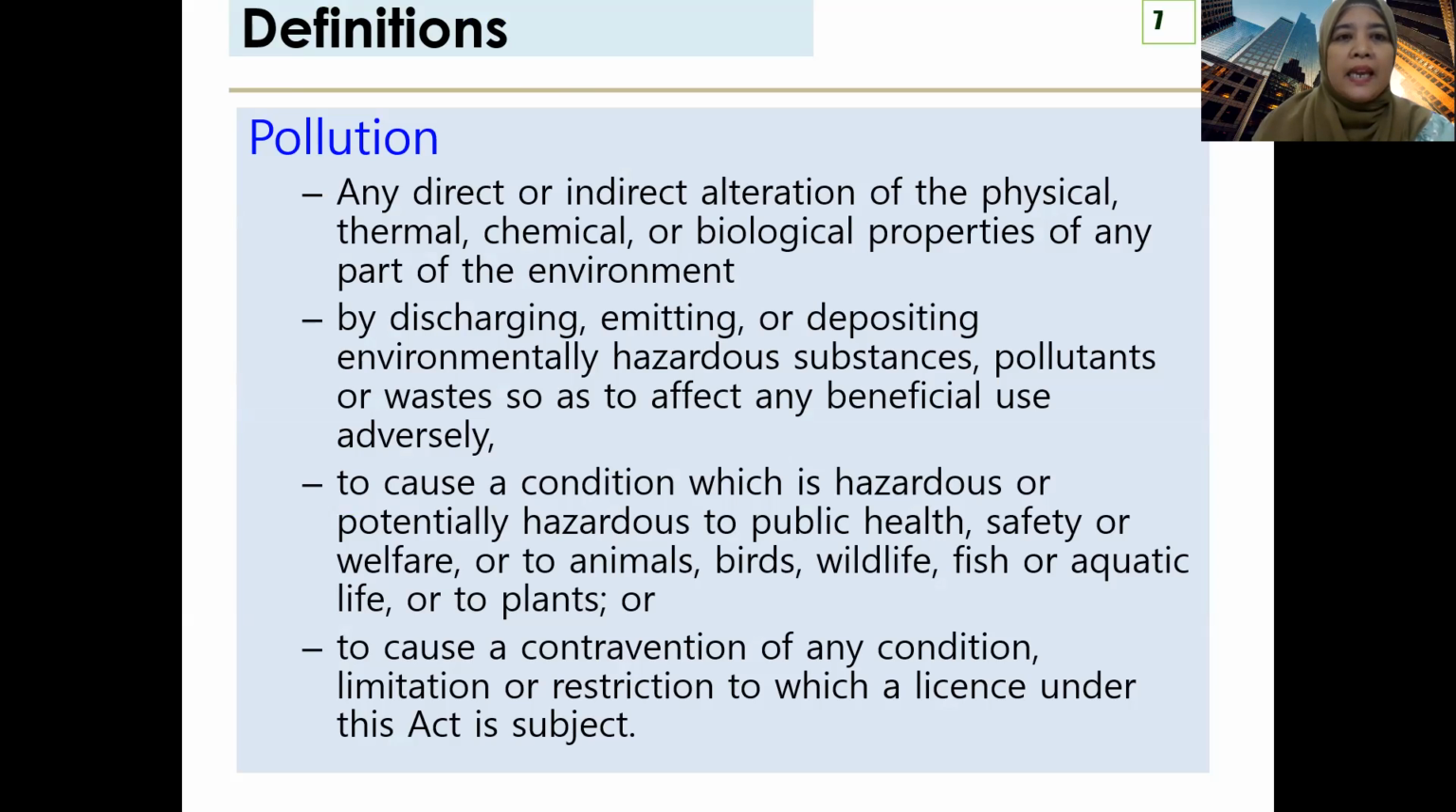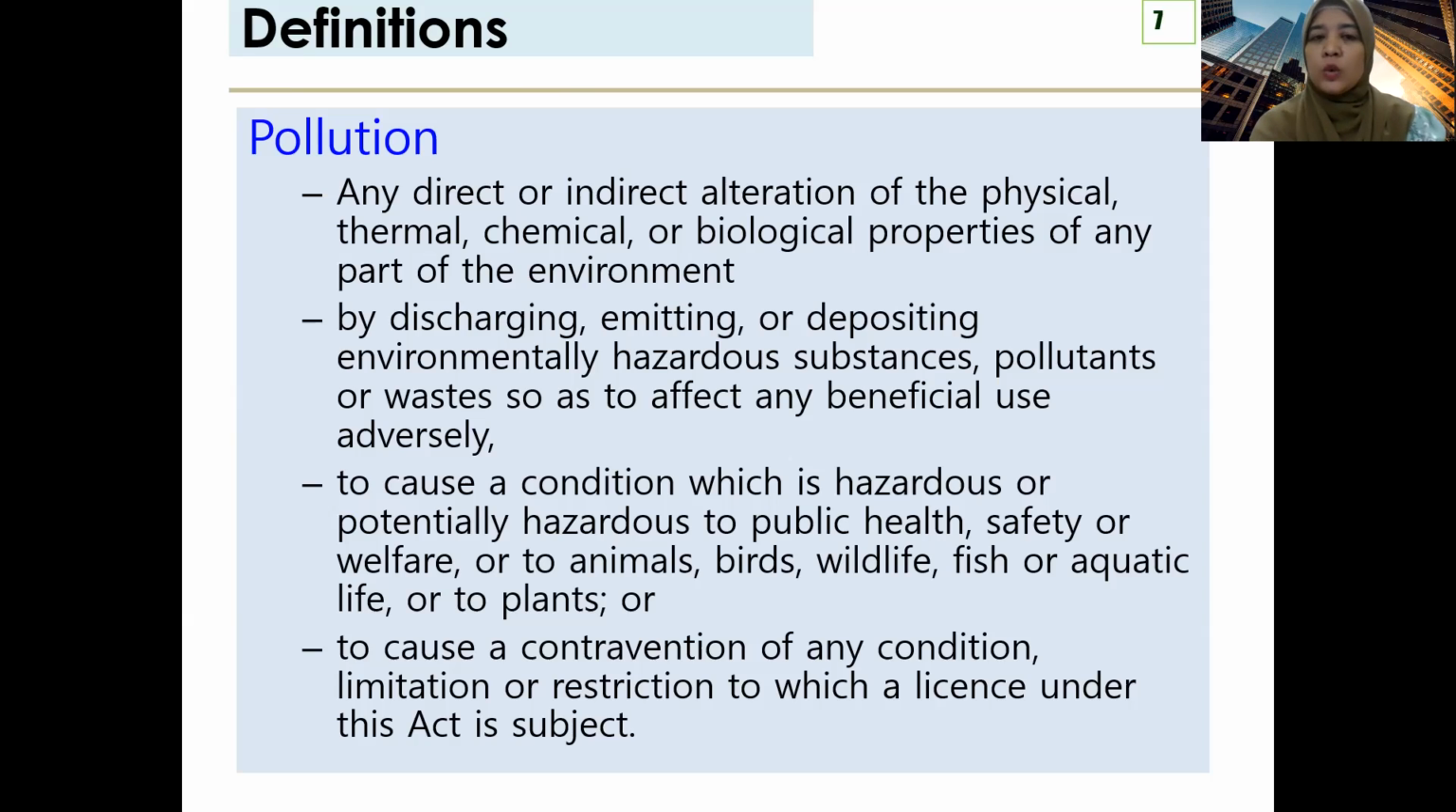It says that any direct or indirect alteration of the physical, thermal, chemical, or biological properties of any parts of the environment. So we go back to the definition of the environment just now. The physical part, the thermal part, the biological part. Aesthetics is not mentioned there, isn't it? But the important ones are physical, biological, and together with that, thermal and also chemical elements of the environment. By what way? By discharging, by emitting, by depositing. Discharge, emit, deposit are three different things.